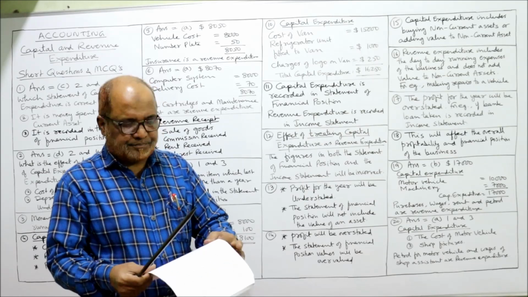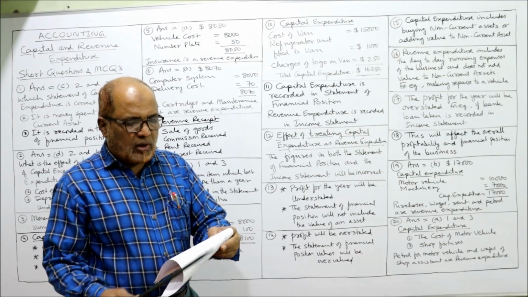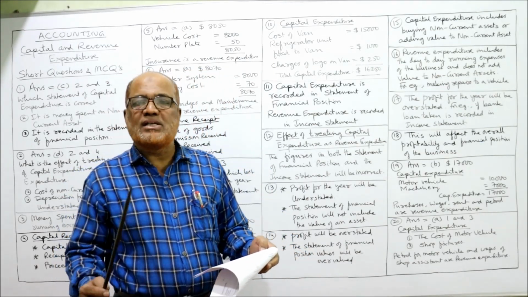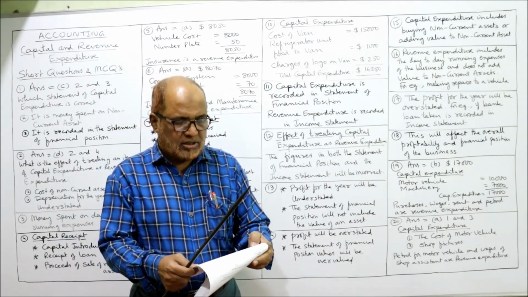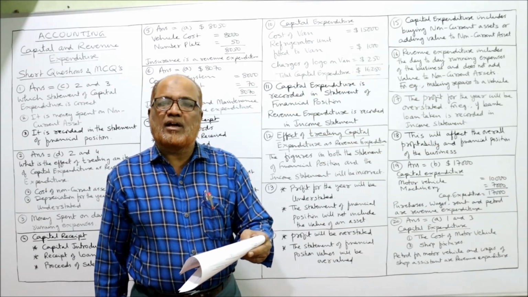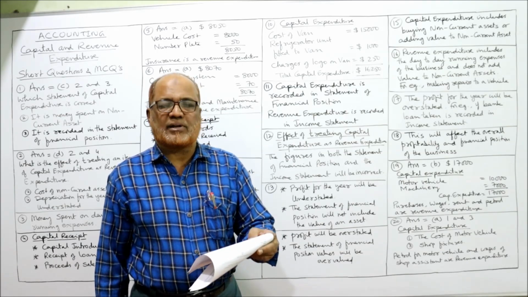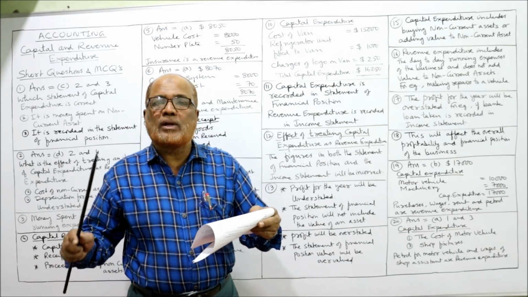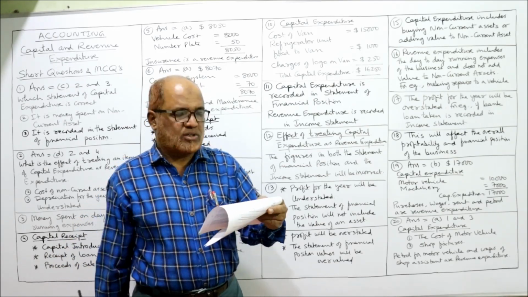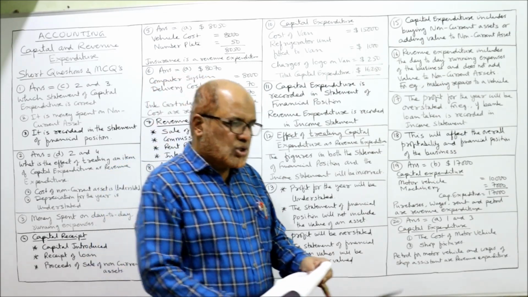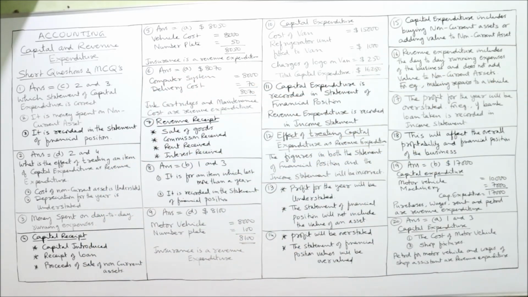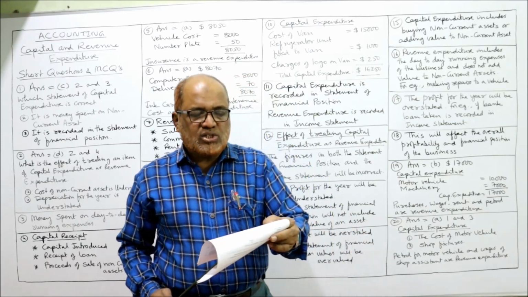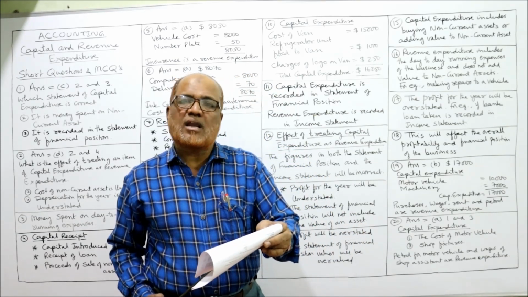Next one, 20th. Which of the following are capital expenditure? The 4 items are given, out of which we have to decide which are the capital expenditure. First one, cost of motor vehicle. Yes, it is a capital expenditure. Second, petrol of motor vehicle. No, petrol is a recurring expenditure. It's a revenue expenditure. Then shop fixture. Shop fixture is a capital expenditure. Whereas wages of the shop assistant, this is a revenue expenditure.